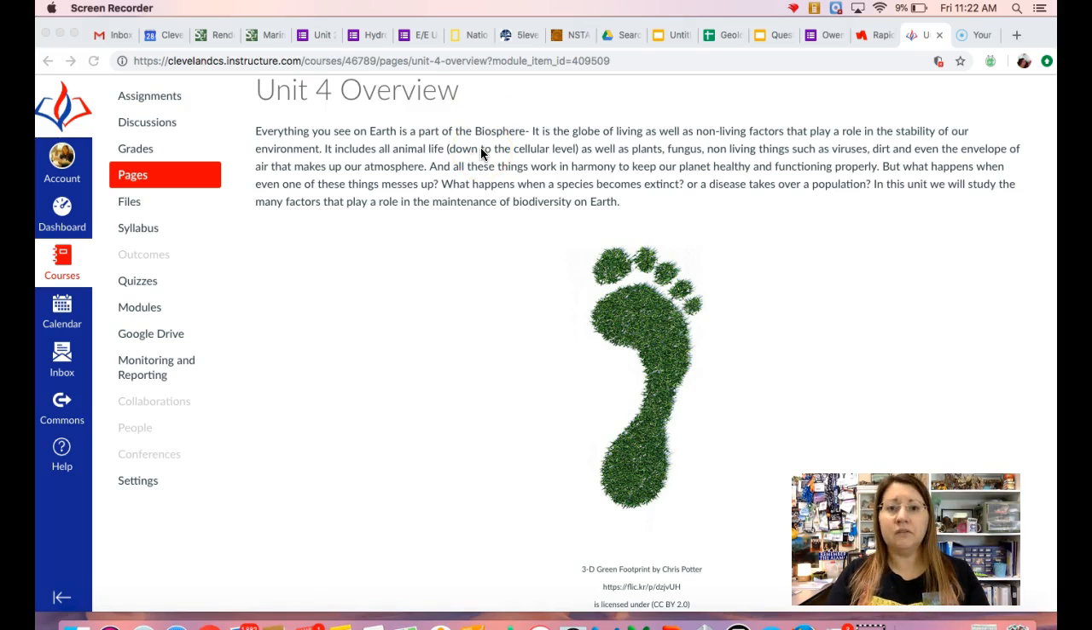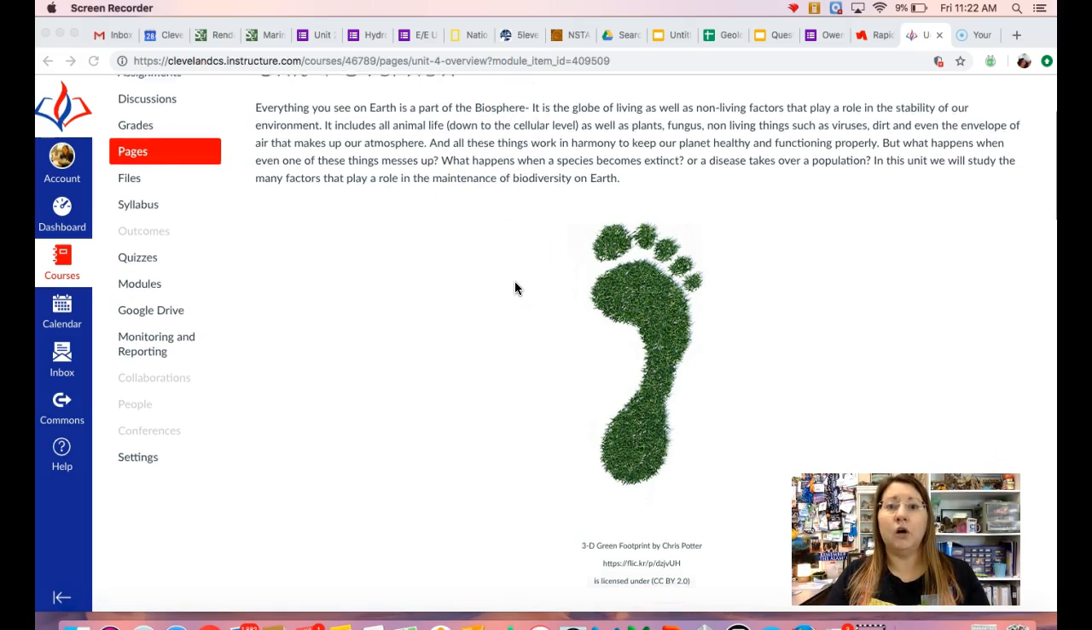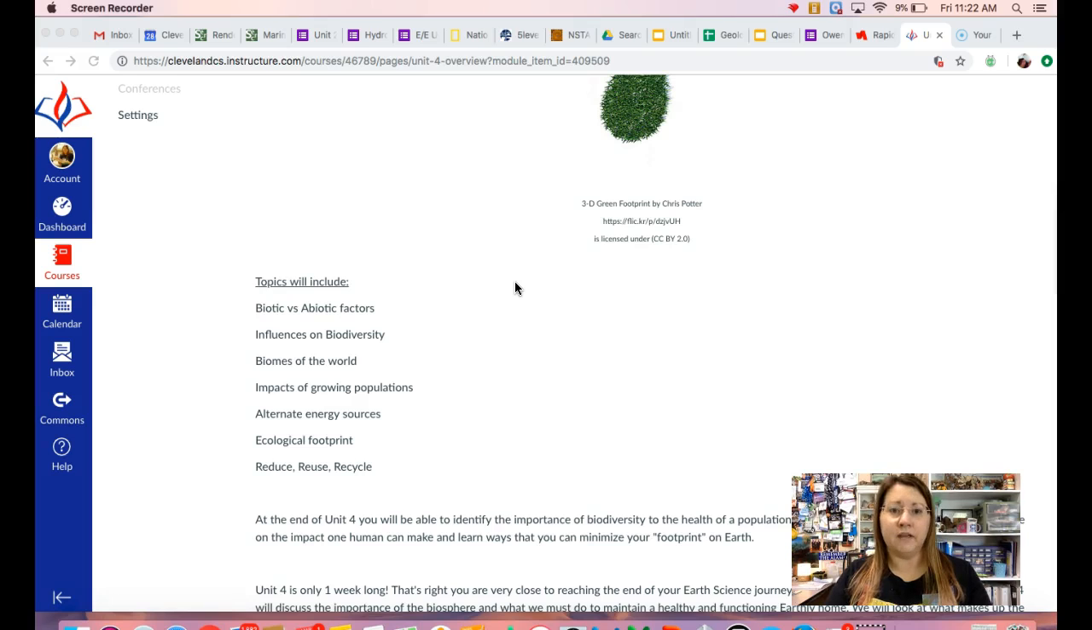So this is specifically looking at your ecosystems on Earth, all the ecosystems from the subsea floor bacteria and abiotic and biotic factors all the way up to living organisms that might live at the highest elevation. So we're talking about all those factors that may affect different types of living organisms in different ecosystems. So these are the topics we'll be covering throughout the week.